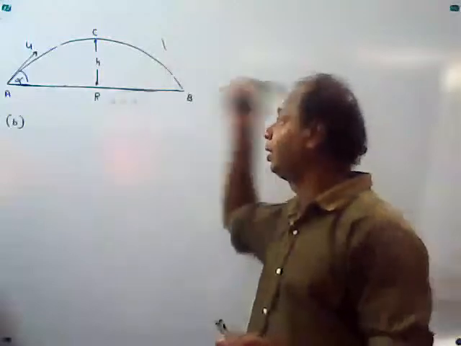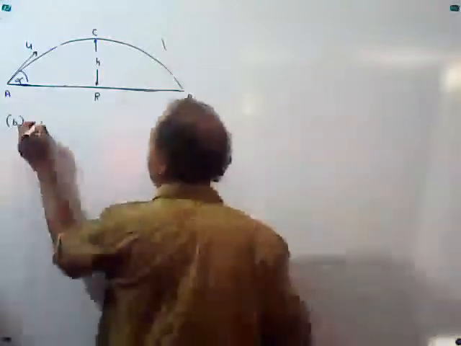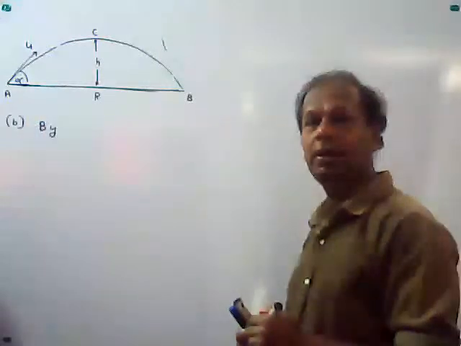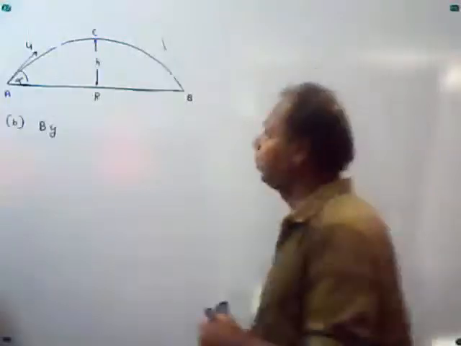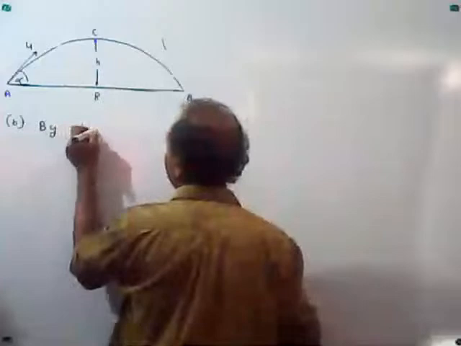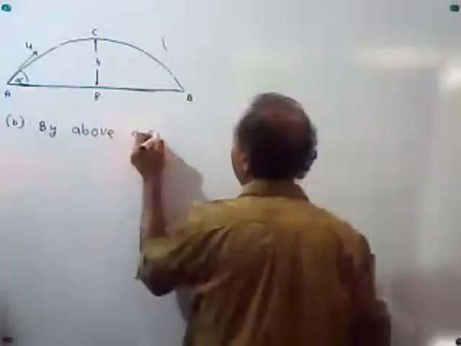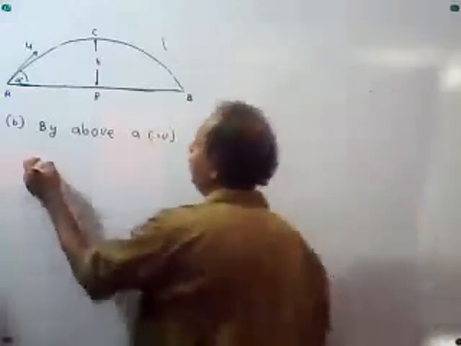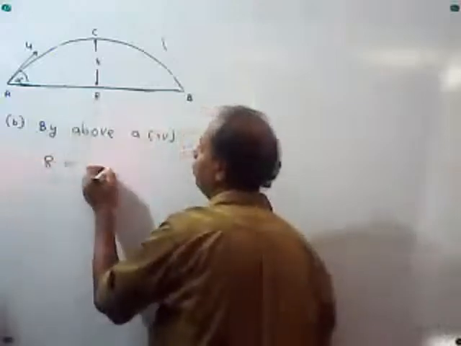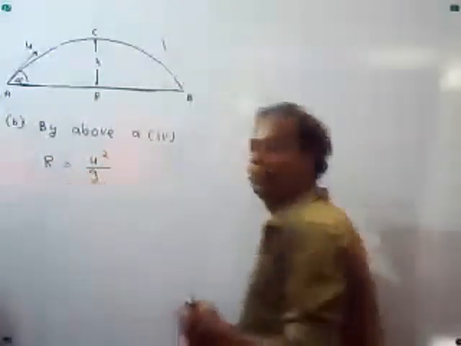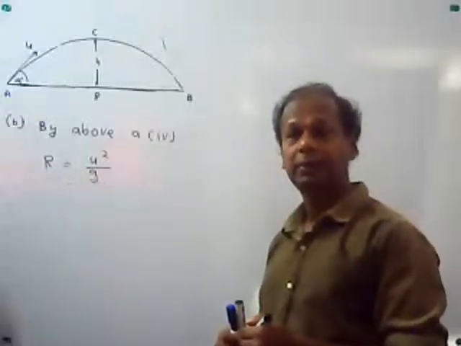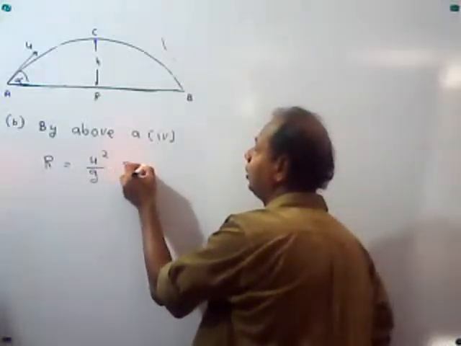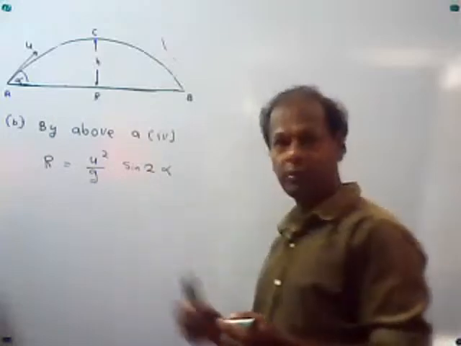So we will use an expression for R. We found an expression for R in part A4. In the fourth part of A, we found that R equals U squared over g sine 2 alpha. We found this earlier, right?